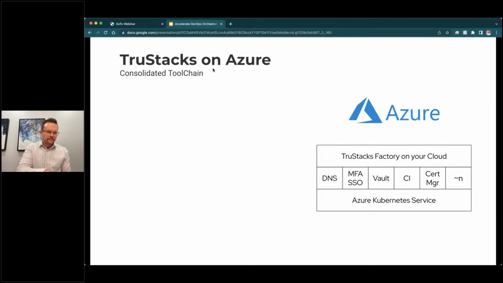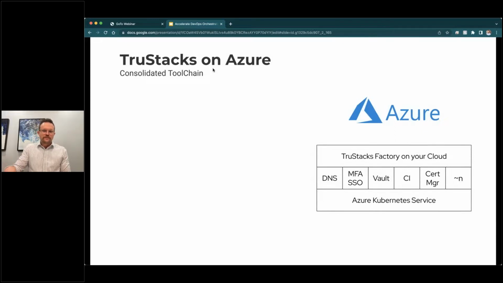We're managing the DNS zone for you. We're already setting up between all of the tools the multi-factor authentication, the single sign-on, a lot of those day one tasks that you would normally do, day one and then even day two, because we'll also be managing things. A lot of those are already taken care of for you. HashiCorp Vault, your CI tool, if you need one, we can deploy that for you inside the factory as well. A lot of organizations already have their own CI, so we can just kick off our workflows using your own. Certificate manager, all of these tools are already fully integrated and deployed on top of the Azure Kubernetes service.